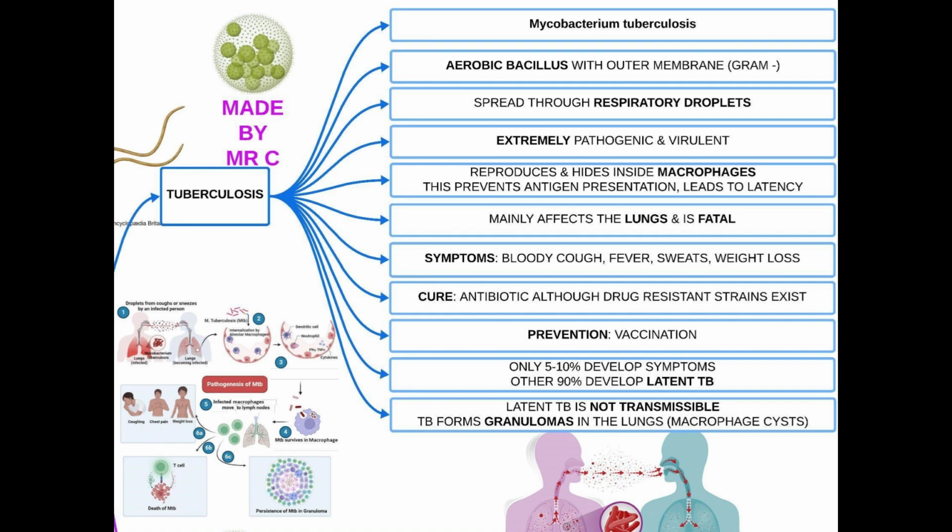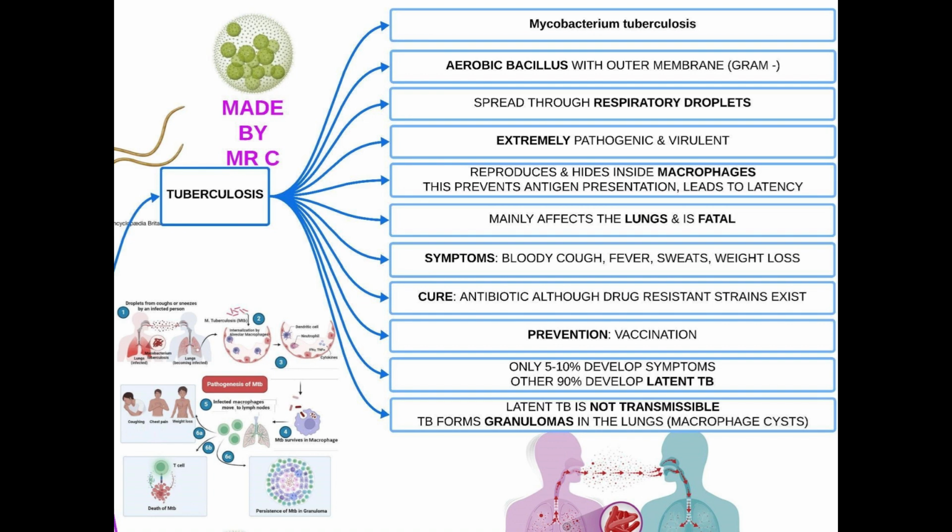It mainly affects the lungs and can be fatal. Symptoms include a bloody cough, fever, sweats, and weight loss. It used to be called consumption in the old days because it seemed to consume the individual. The cure is antibiotics, although there are many drug-resistant strains now. Prevention is with vaccination. Only 5 to 10% develop the symptoms, the other 90% remain latent.